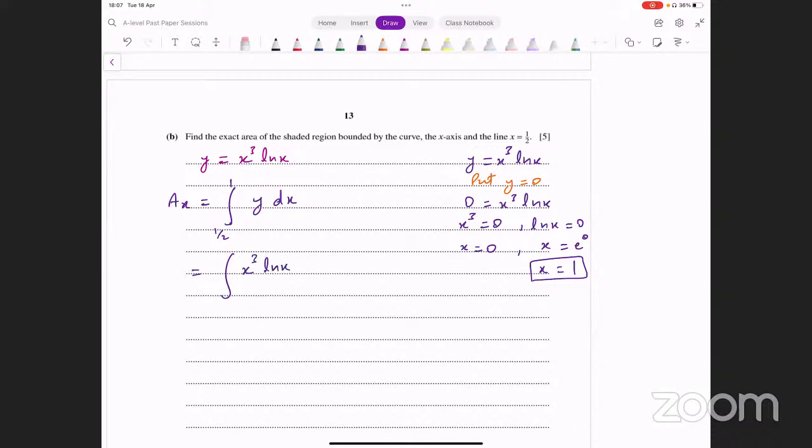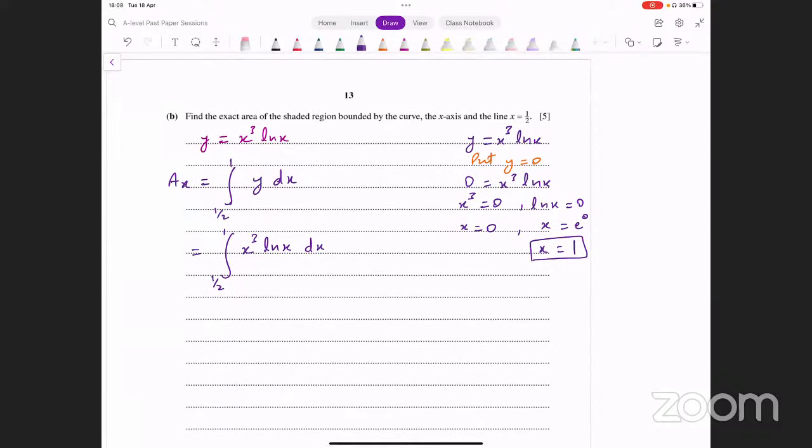ln of x, need to integrate this with respect to x with limits 1 over 2 to 1. Now how do we integrate this? It's a product. To integrate a product, we have only one method, and that is integration by parts. The other method is substitution, but if it were substitution, the question would have told us. Since substitution is not given, the only other possibility is that you have to use integration by parts. Okay, so your product has to be integrated by parts.